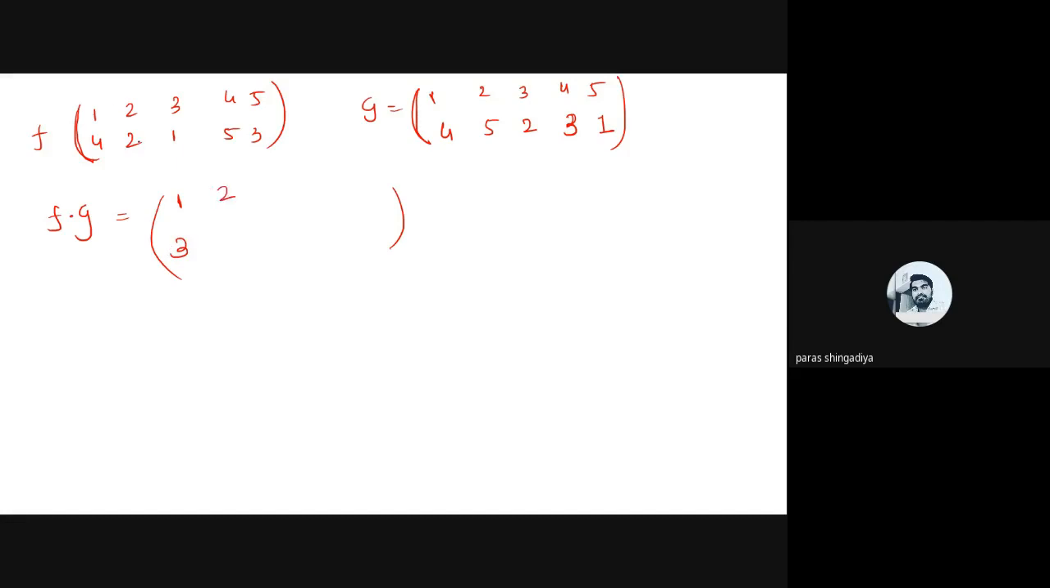Now second is 2. The output of 2 in F is 2, and the output of 2 in G is 5, so the corresponding value of 2 will be 5. Then 3 goes to 1, and the output of 1 in G is 4, so the corresponding value of 3 will be 4. Next is 4. The output of 4 in F is 5. Clear? What is the output of 5 in G? That is 1, so 4 goes to 1. Then 5 goes to 3 in F, and the output of 3 in G is 2, so the answer for 5 will be 2. Is it clear, the F dot G?